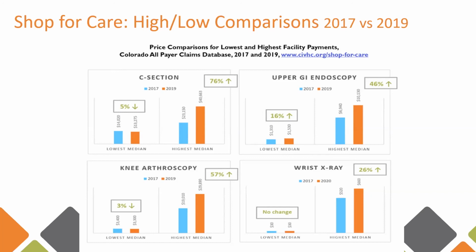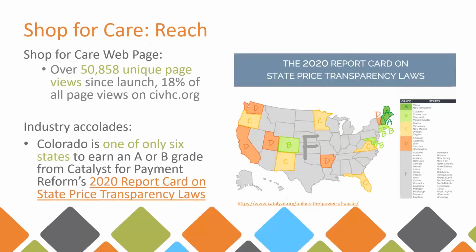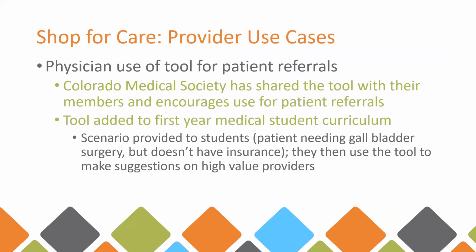And next one, please. I think I'm running out of time. So just quickly, I want to mention that Colorado is one of the only states to earn an A or B grade from Catalyst for Payment Reform in transparency law. One of the reasons is because we have a Shop for Care tool and we have been increasing the number of procedures available over the years. And this web page in particular has over 50,000 views since the launch, which was just recently at the beginning of the year. So that makes us proud, and we hope to keep improving it and make it more usable.